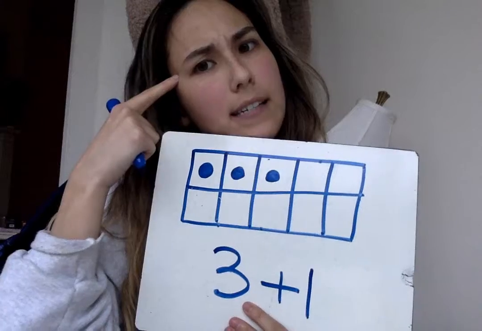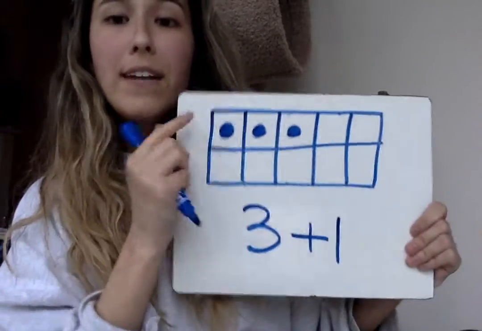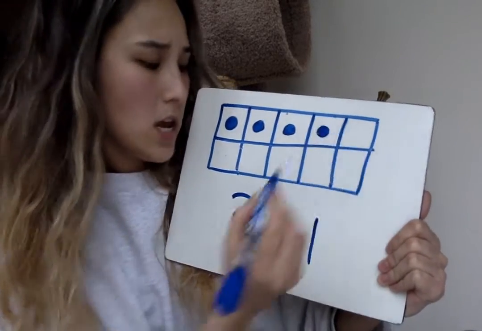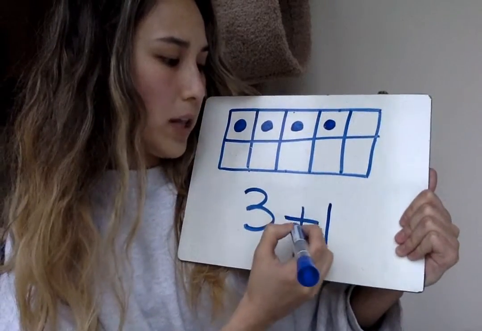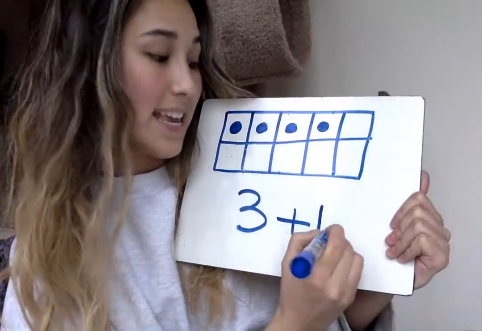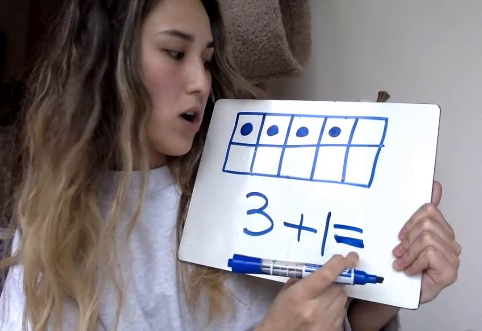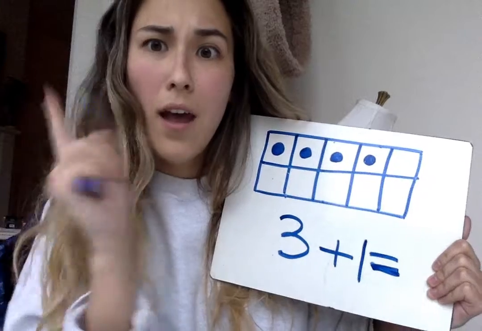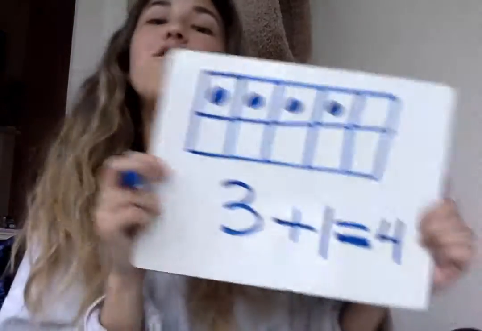Tell me, is it more or less? More. I have 1 more. So if I have 3, I'm going to add 1 more dot to my 10 frame. It's 3, and then I'm adding 1 more. So 3 plus 1, remember now we've got to put equals. This means our answer. 3 plus 1 equals how many? If I have 3 and I have 1 more, what's 1 more than 3? 4. Good job. 3 plus 1 equals 4.